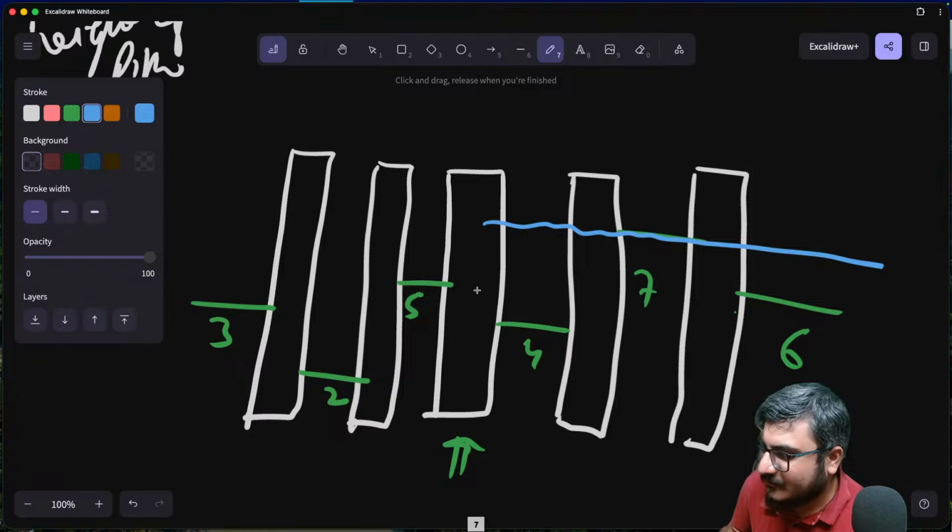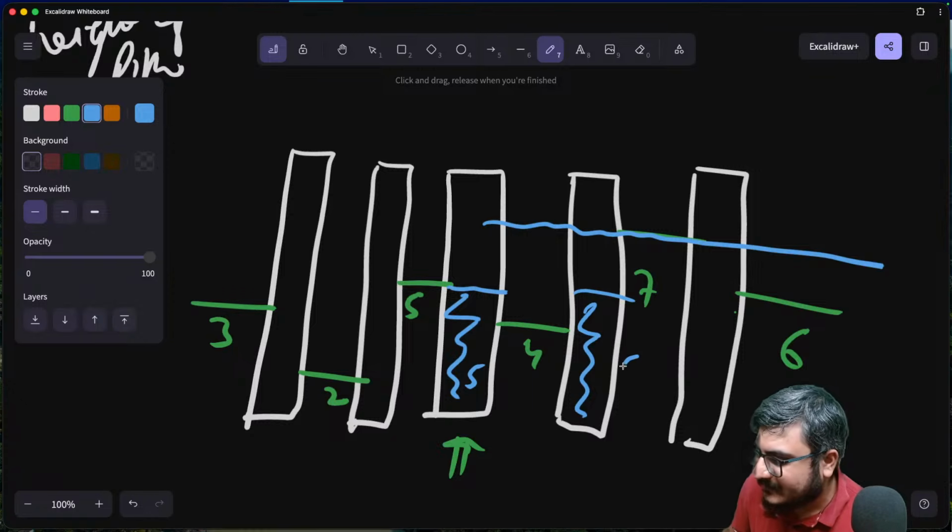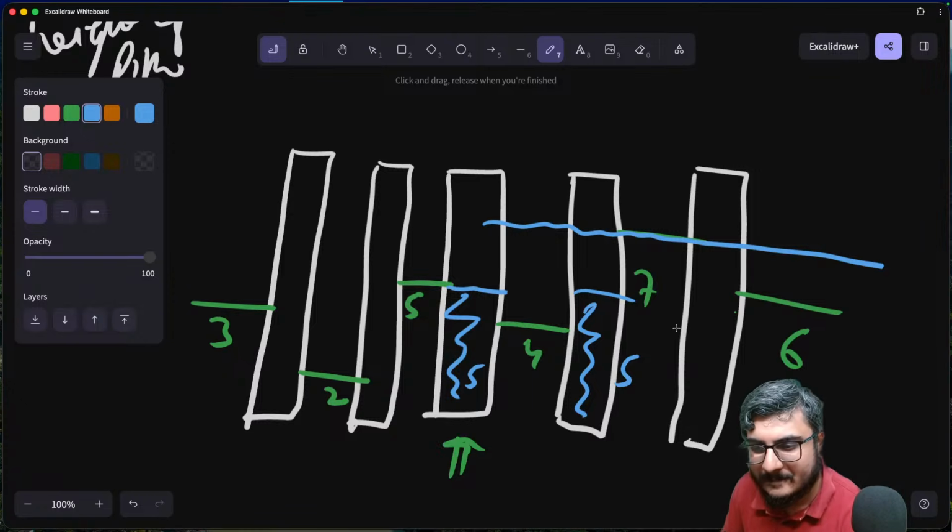Because the idea is, if you fill up to 5 here, this will get 5. If, due to this 4, this can also get water up to height 5. But this is definitely not reaching the right side, and this is definitely not reaching the right side. And this is where we are.